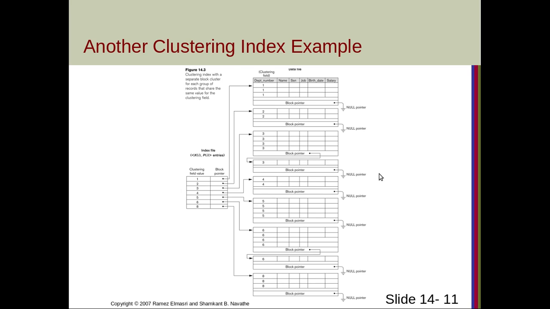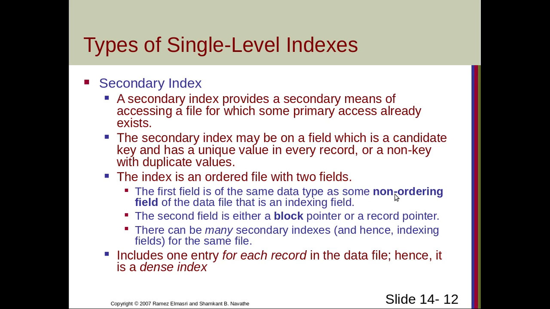This is another example of clustering index. Now, types of single level indexes. Now next is secondary index. So the types of single level indexes are number 1 primary indexes, clustering indices, and secondary indices. Single level indices. Now we are going to discuss secondary index.